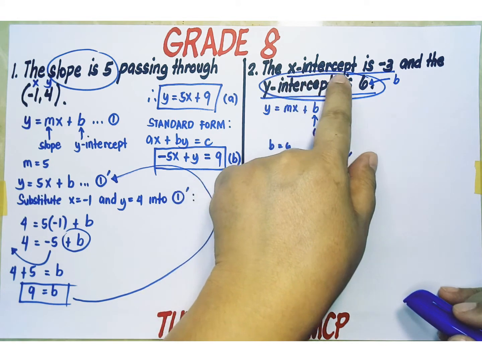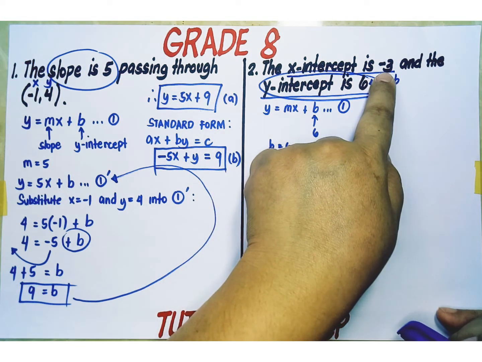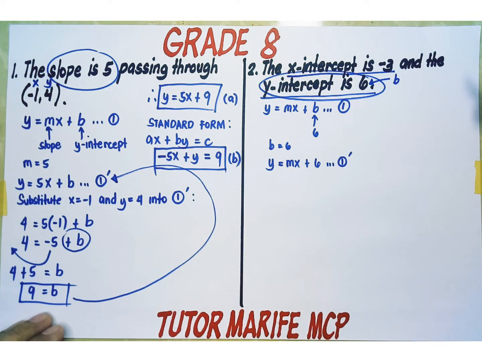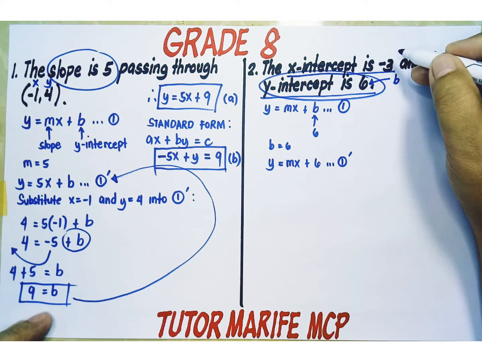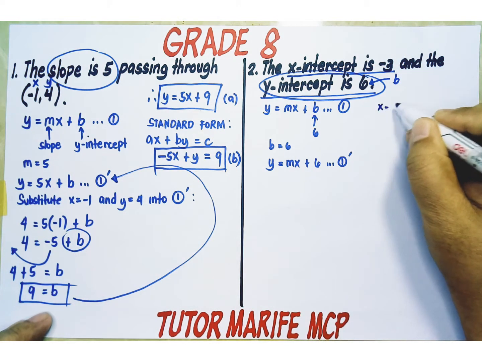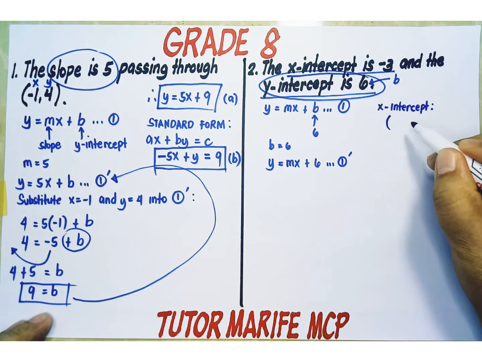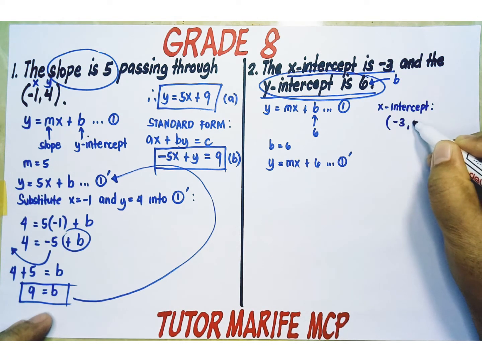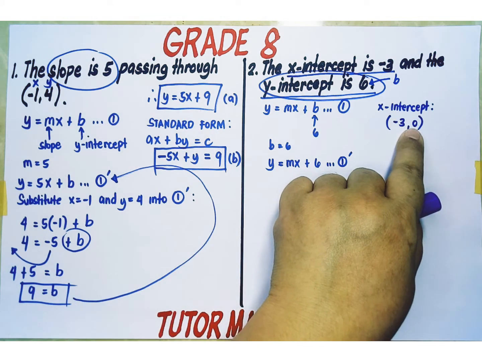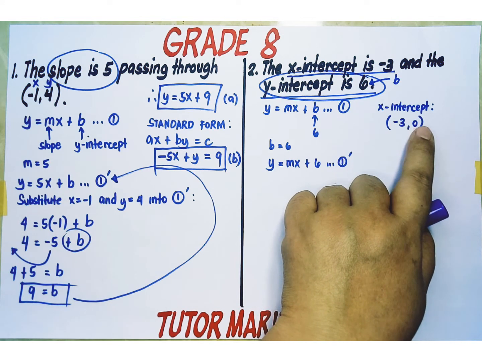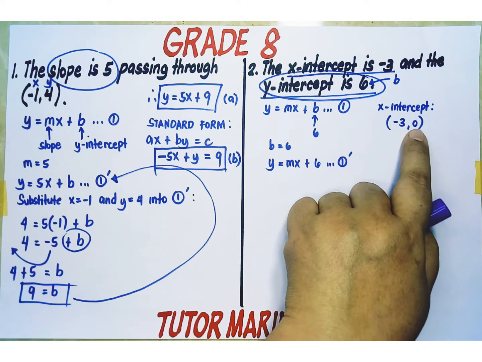It's given that the x-intercept is negative 3. Negative 3 is the x-coordinate of the x-intercept. Remember that all points on the x-axis have a y-coordinate of 0. So, when we say the x-intercept is negative 3, it's actually at negative 3, 0. The y-coordinate is 0. That's why when you're solving for the x-intercept of an equation, you always set the equation to 0, or you let y equals 0 to solve for the x-intercept.